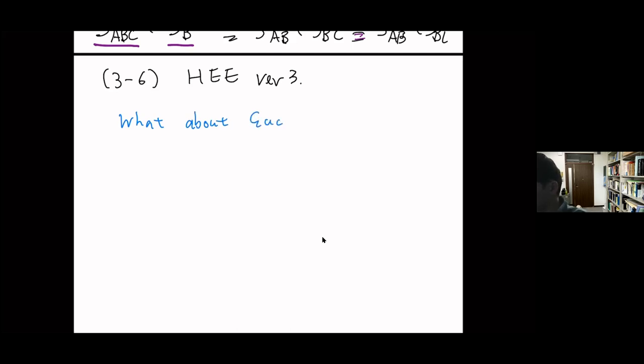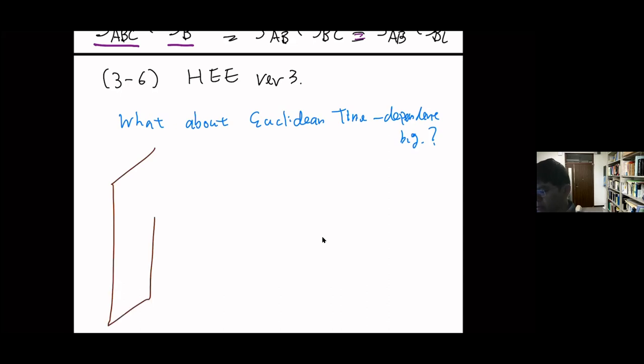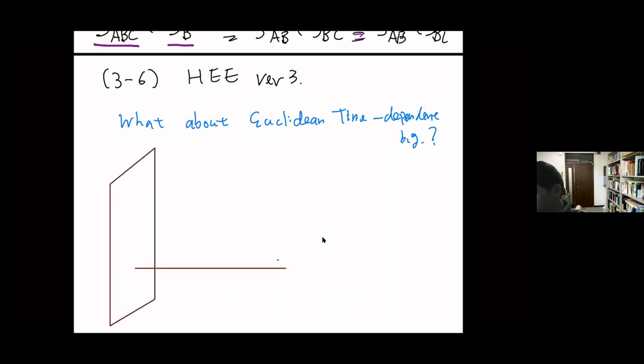Euclidean time-dependent background? What about this? Then we can write some picture like this. So what does that mean? Now the time direction is Euclidean time. Tau is a Euclidean time.